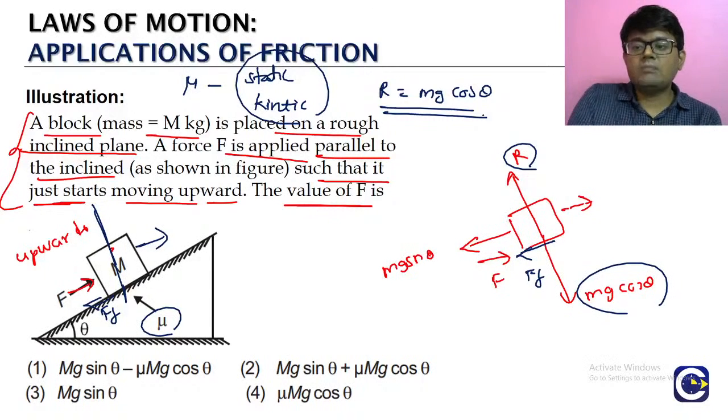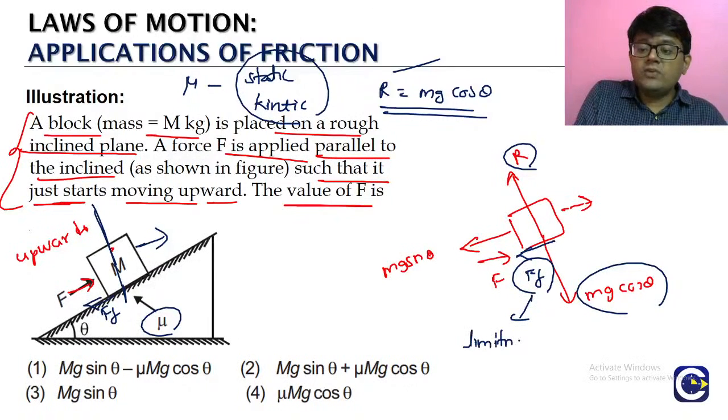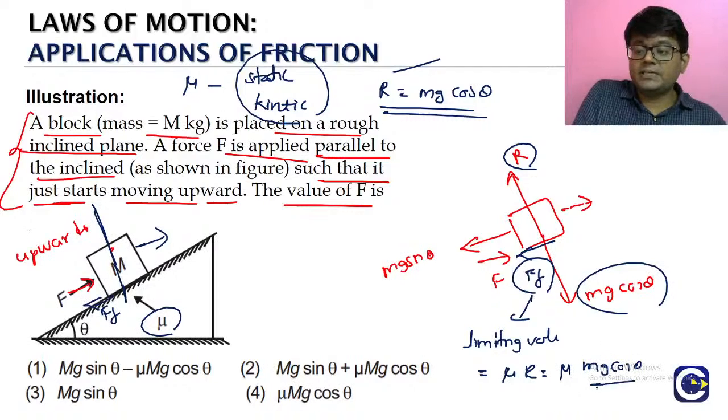So the normal reaction is equal to mg cos theta. Now this frictional force acting down the plane, what is the highest value it can have? The limiting value, what is it? Mu times the normal reaction, which is mu times mg cos theta.